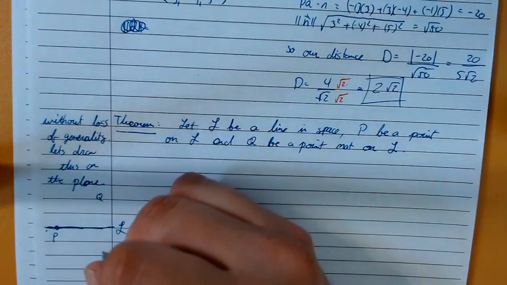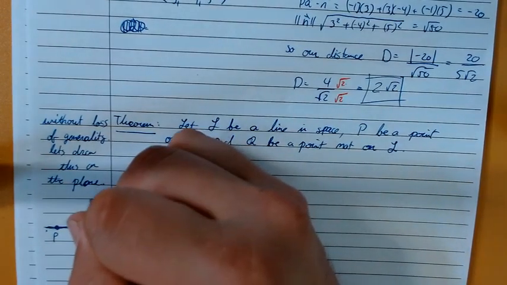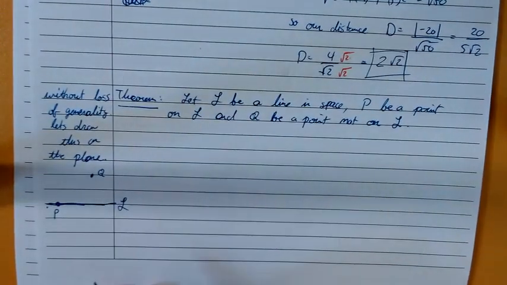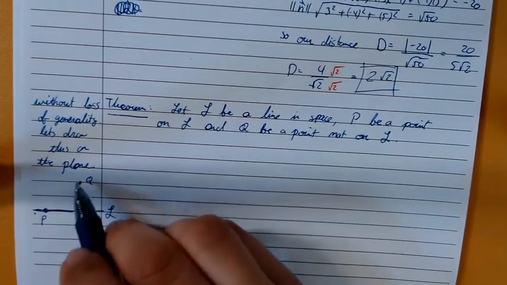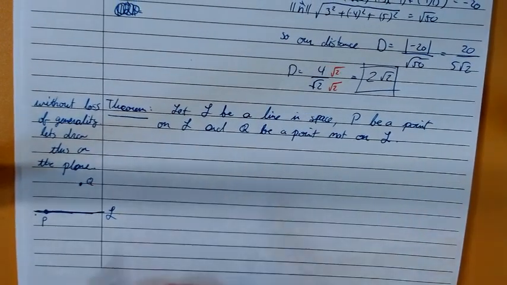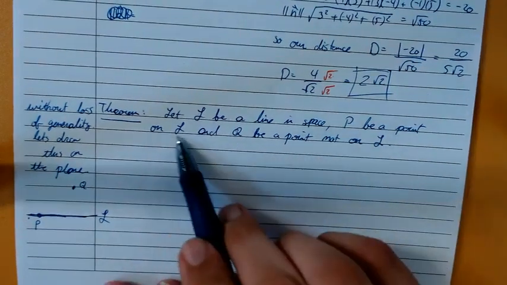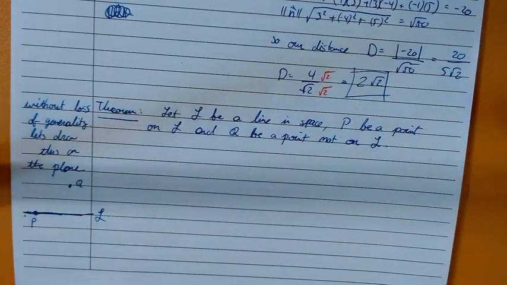You say, well, what if it's down here? Well, then flip your paper upside down and now it's up here, right? That's what we mean by without loss of generality. Okay, so now what we want to do is find the distance from Q down to the line L. So let L be a line in space, let P be a point on L, and let Q be a point that's not on L, somewhere floating up in space.